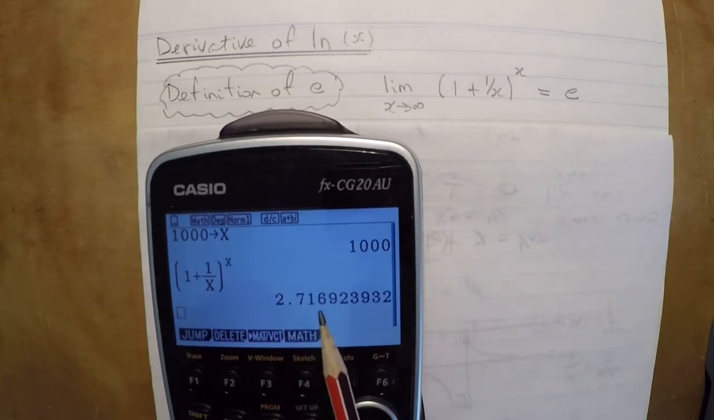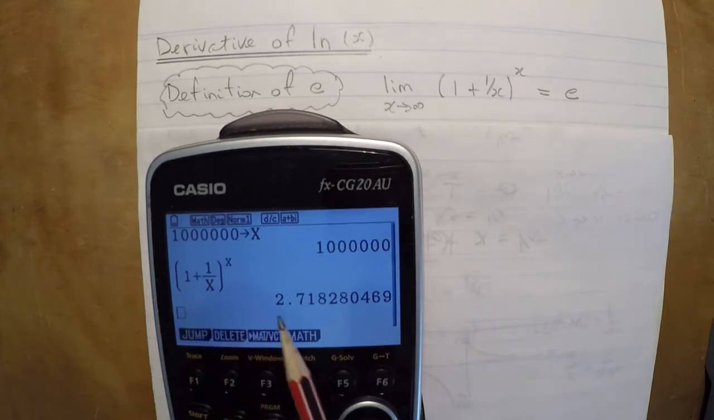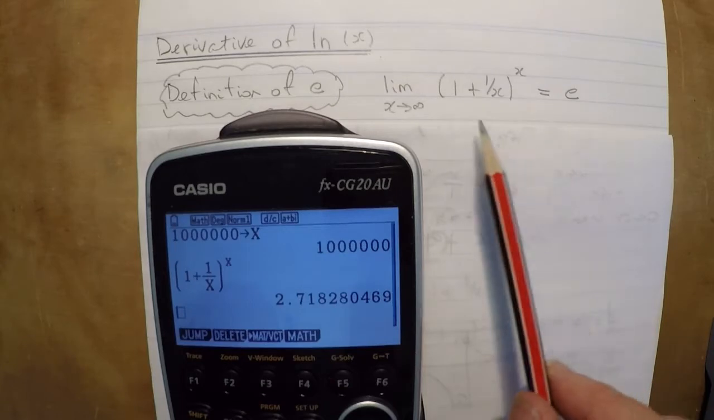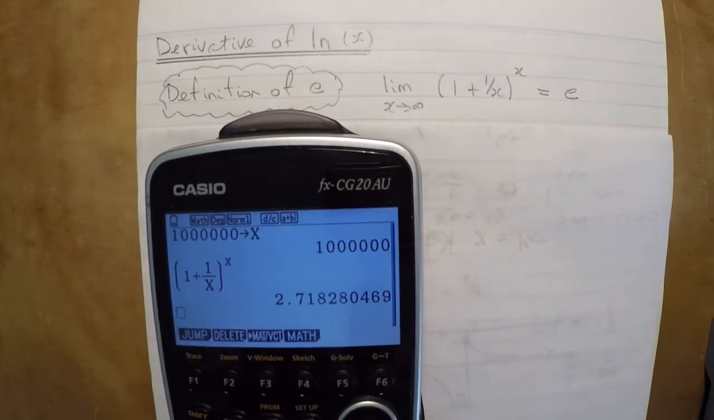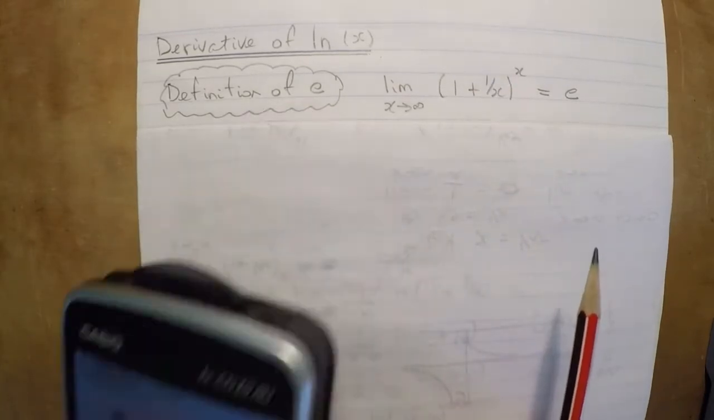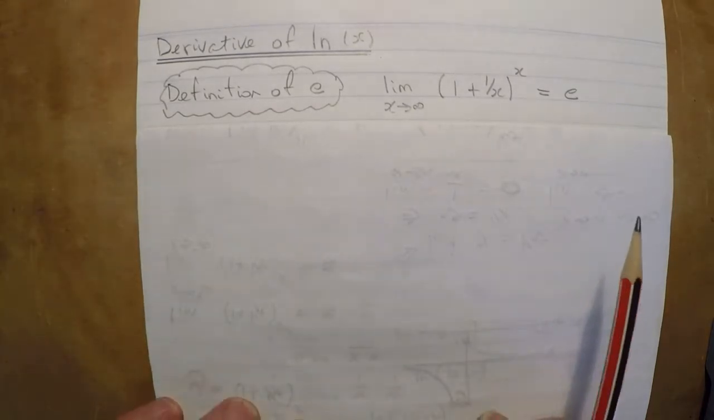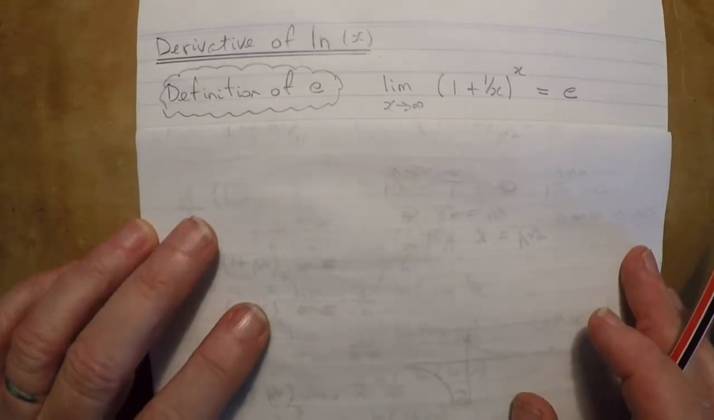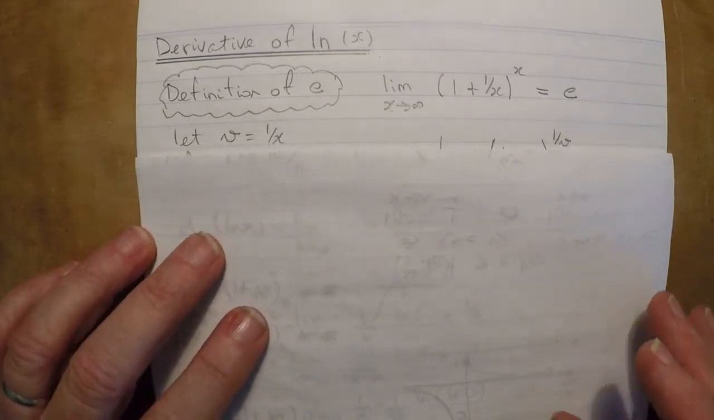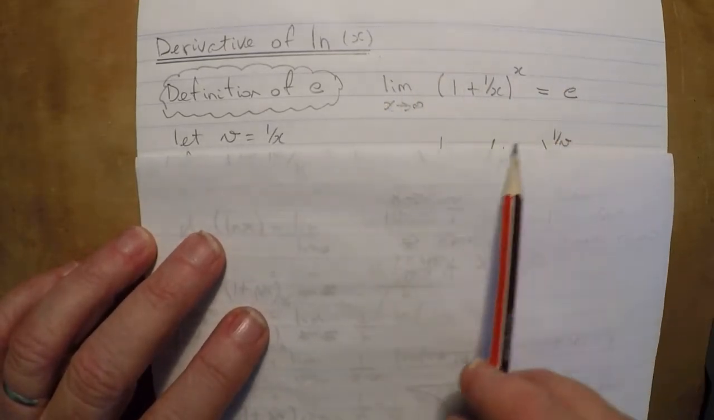e is 2.718. If I go just one more, let's go to the power of 1,000,000, then we get 2.71828. So we're agreeing all the way down to the 5th decimal point. So I hope that's enough to convince you that this definition of e is a valid definition. Certainly not a proof, but this is just a preliminary reminder.